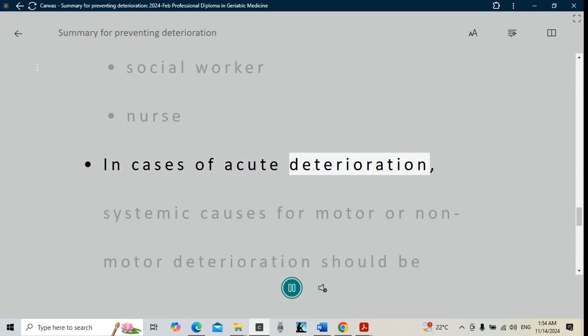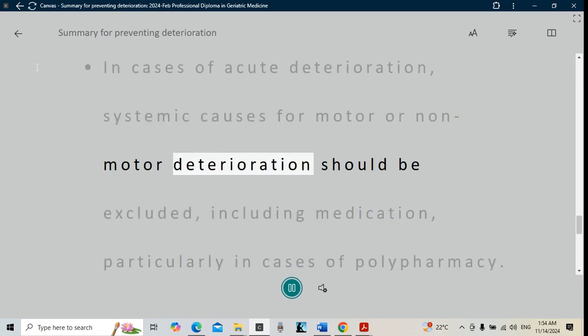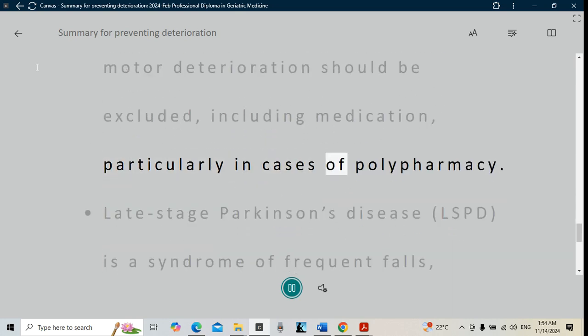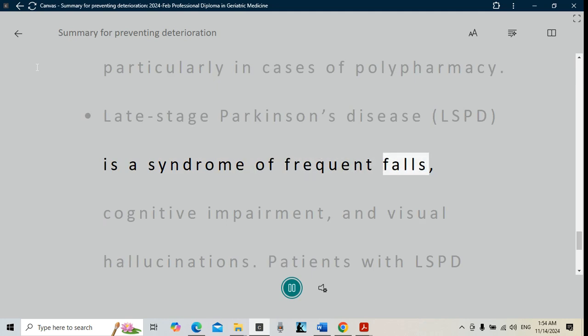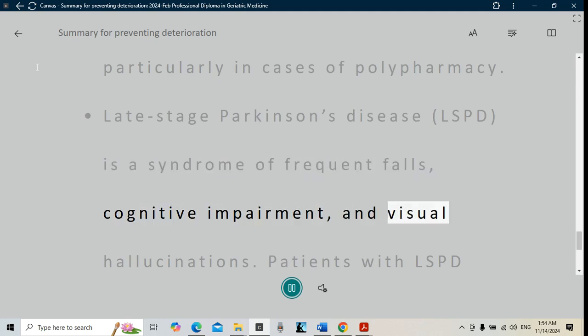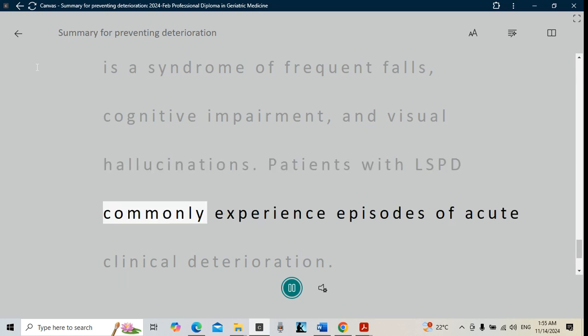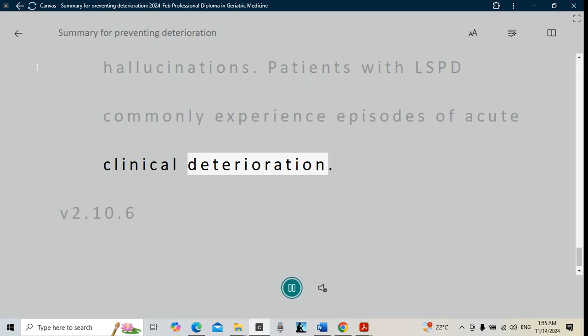In cases of acute deterioration, systemic causes for motor or non-motor deterioration should be excluded, including medication, particularly in cases of polypharmacy. Late-stage Parkinson's disease, LSPD, is a syndrome of frequent falls, cognitive impairment, and visual hallucinations. Patients with LSPD commonly experience episodes of acute clinical deterioration.